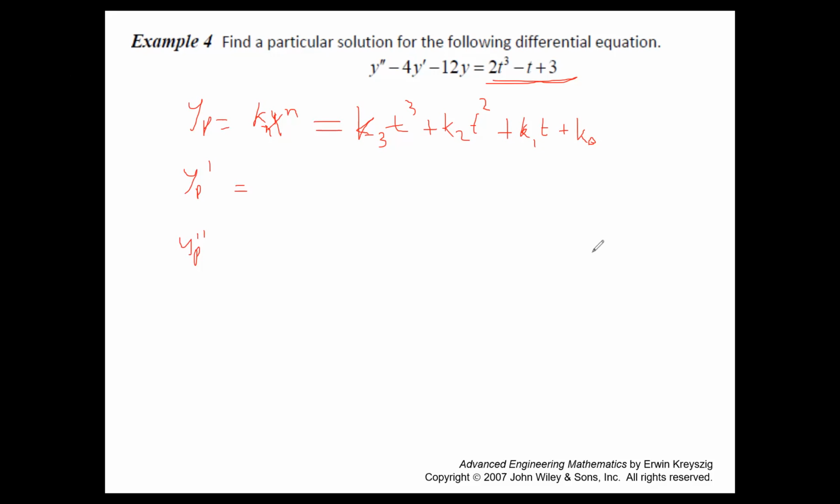Fauzan Naufal, what will be the yp prime? It's so easy. Now you just differentiate this equation. What do you think, Fauzan?